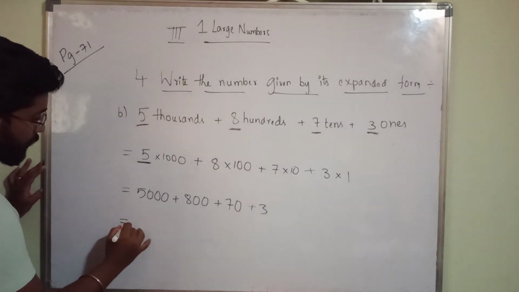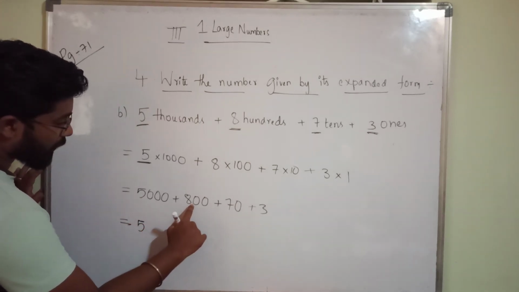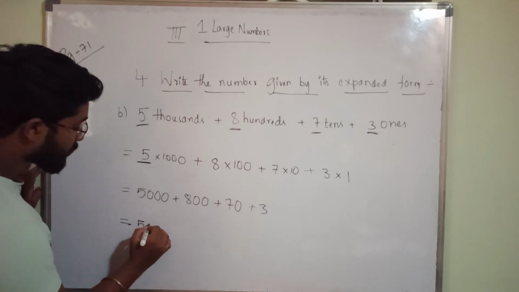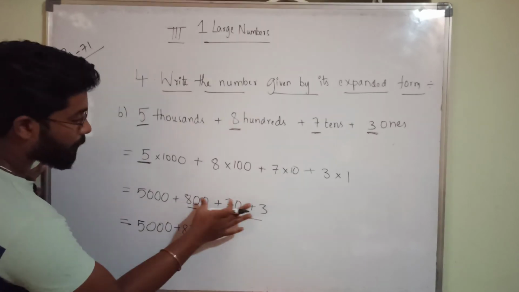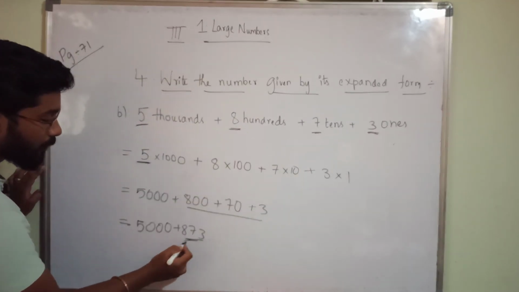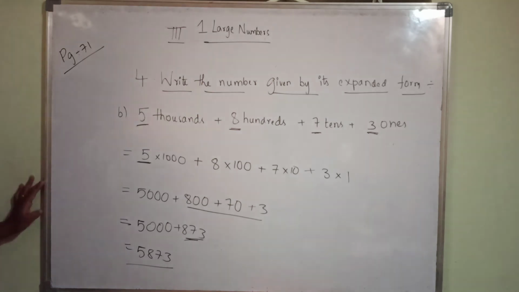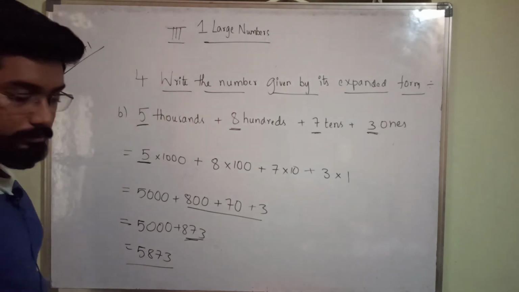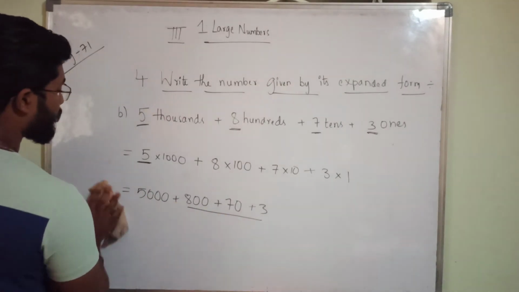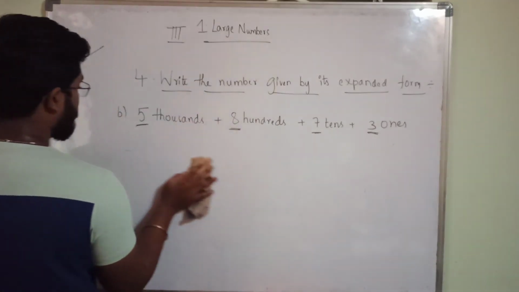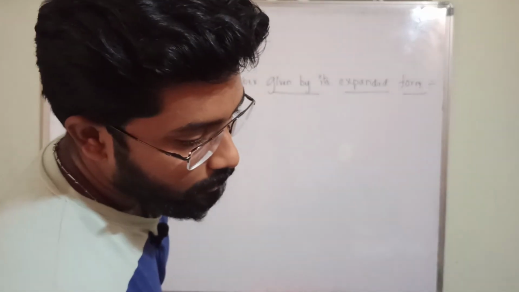So what is the final answer? 5,000, and 800 plus 70 plus 3 is 873. Add these two and you will get 5,873. That's all. This is the final answer, and you have to write this in the box. Very simple, very easy. So B we have completed.